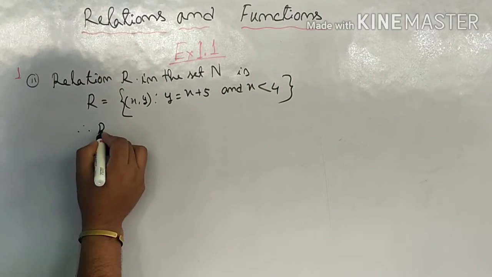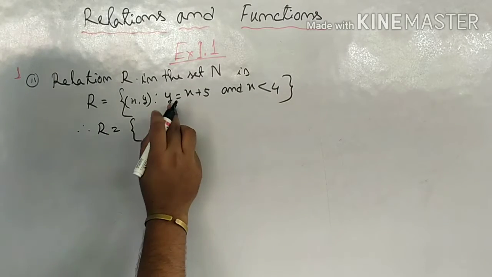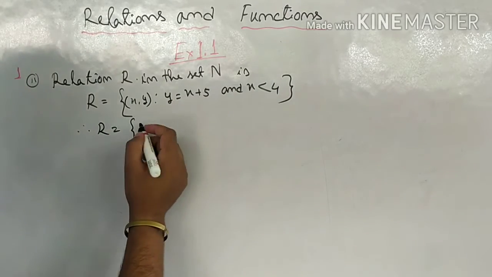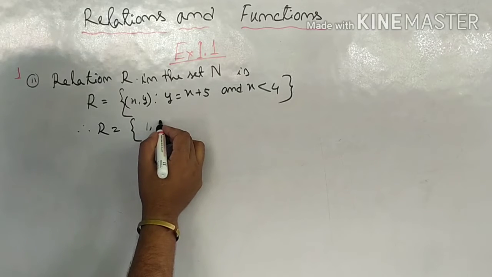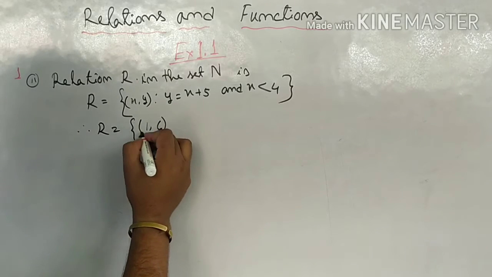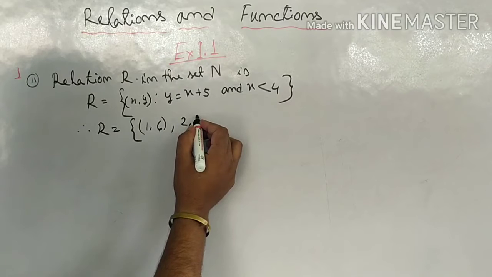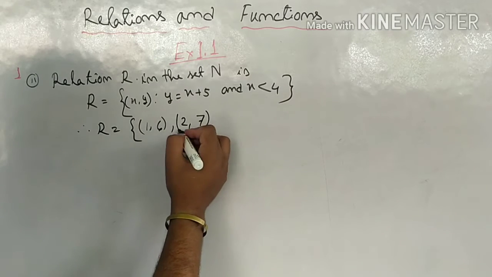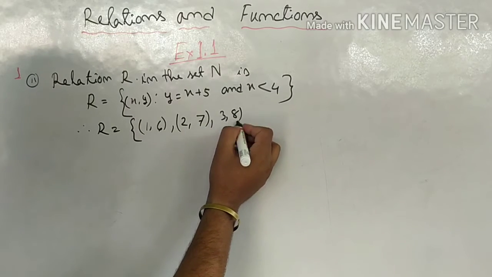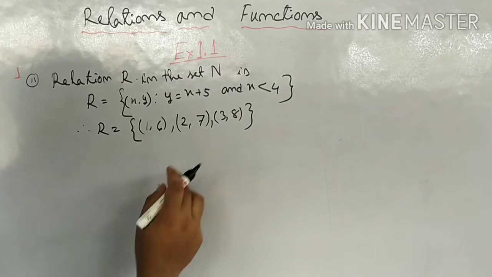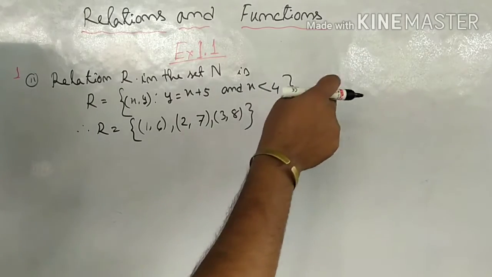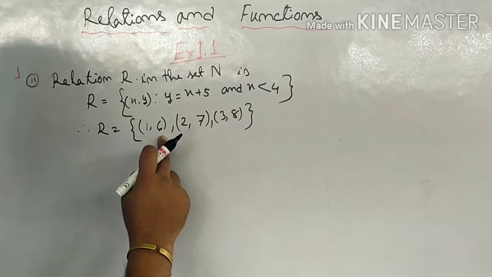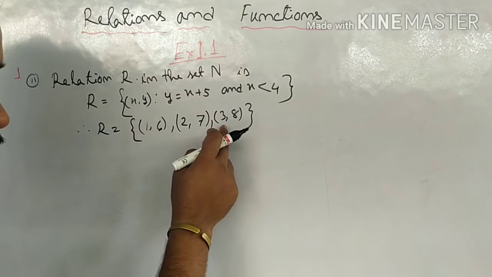R = what do we get? If we put 1 in x, then we get 6. So (1, 6). Next (2, 7). Next (3, 8). This is because x is less than 4, so we cannot put a value of x greater than or equal to 4.